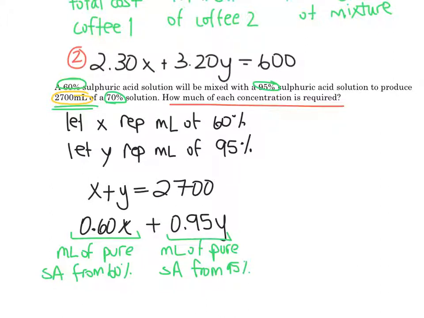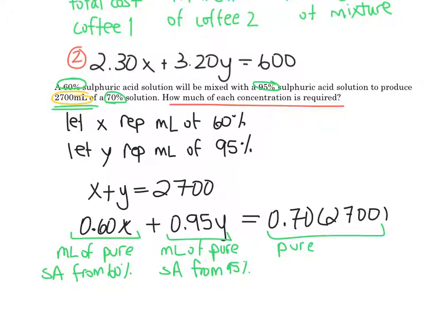When I add that up, that should give me the number of milliliters of pure sulfuric acid from the mixture. My mixture has to be 70%. So I need to figure out what's 70% of the total volume. And that's going to give me the pure sulfuric acid. Okay, the pure concentrate.